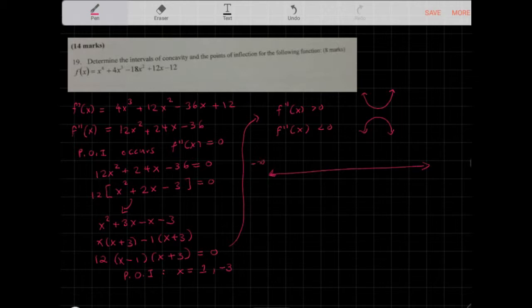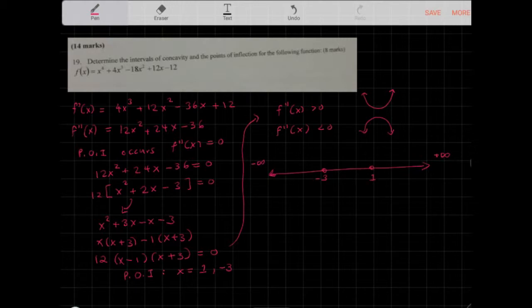Now, using our points of inflection, we want to find the intervals of concavity. According to the second derivative test, if f double prime of x is greater than 0, the function is going to be concave up. We also know that if f double prime of x is less than 0, the graph is going to be concave down. So in this case, I want to use the points of inflection to determine my intervals of concavity, from negative infinity to positive infinity. I'm going to use a number line and plot my points of inflection. So you should have a negative 3 here, and you should have a 1 here.